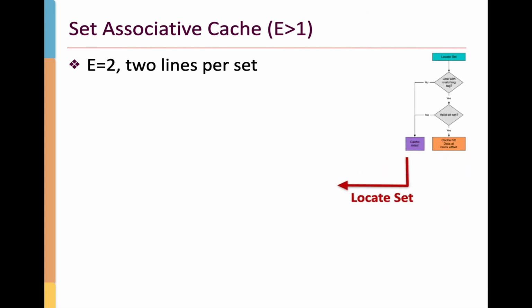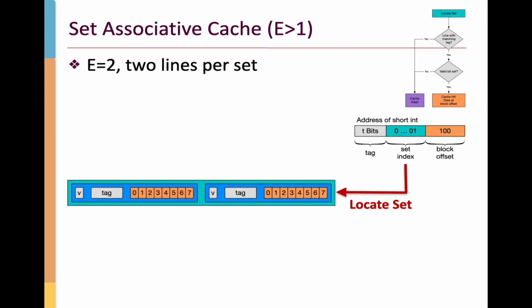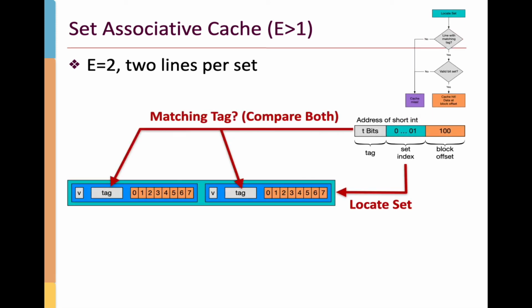Next thing to do after we've picked out that particular set is to check to see if the tag in the upper portion of the address matches any of the tags in the particular set. So the hardware is going to simultaneously check to see if these bits from the address match the tag bits in this line of the set or this line of the set.